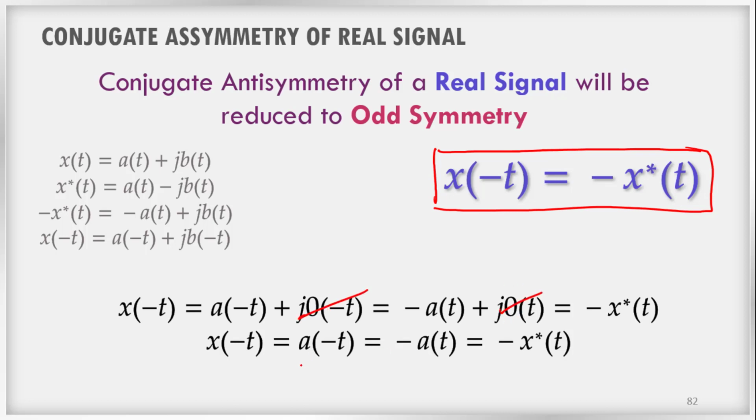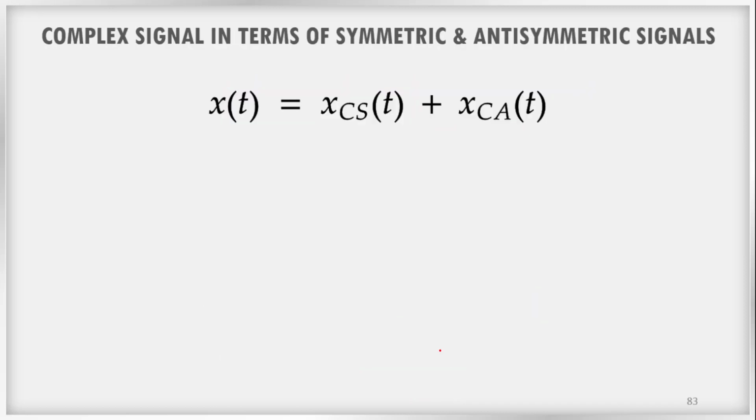So a of minus t is equal to minus of a of t. So this is the condition for odd symmetry. Otherwise we can say that conjugate antisymmetry of a real signal will be reduced to odd symmetry. So if a signal becomes a real signal, then the conjugate antisymmetry will be reduced to odd symmetry of the signal.